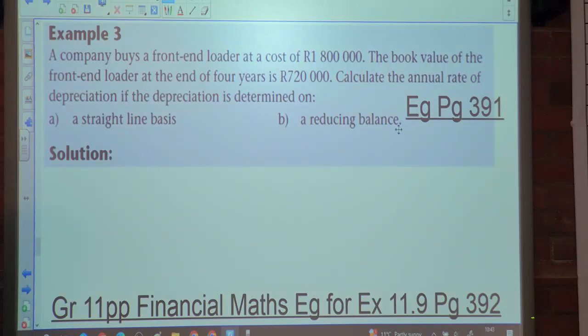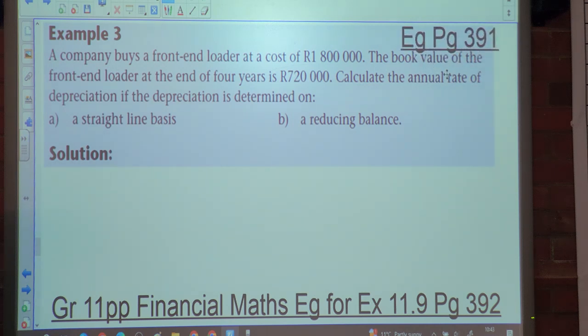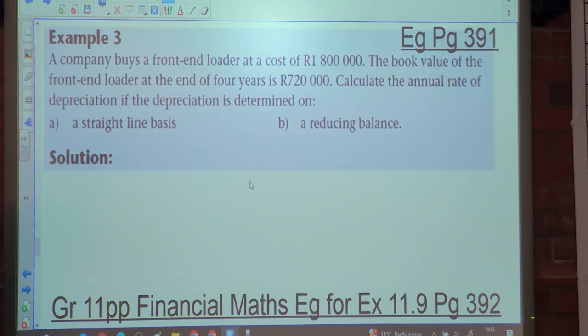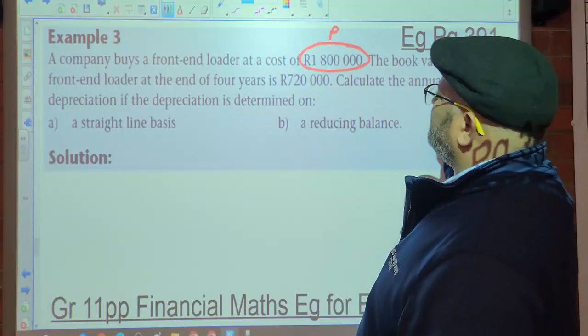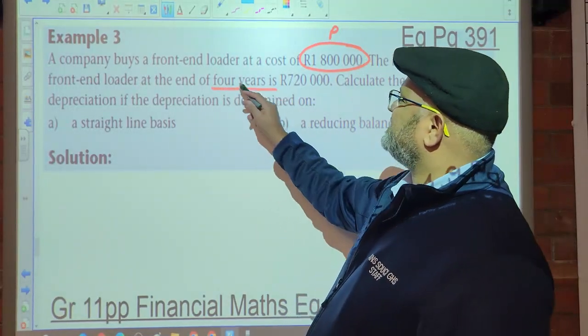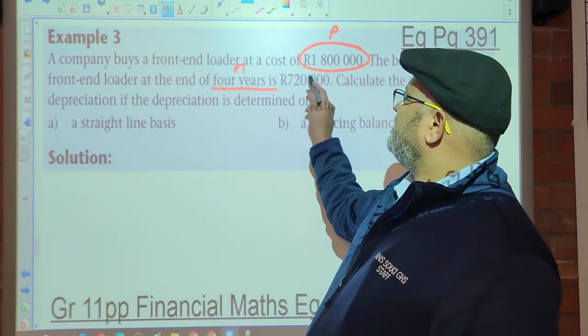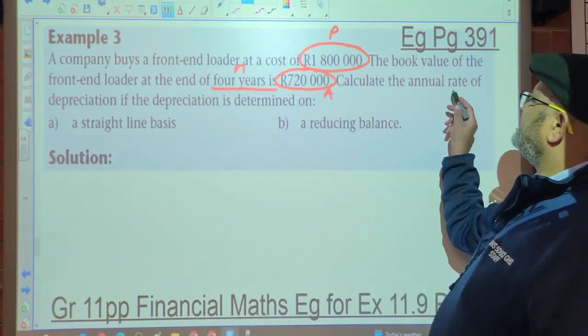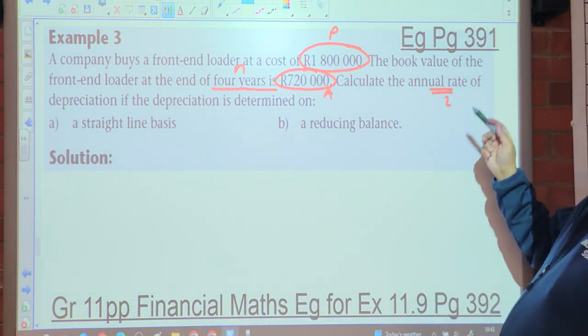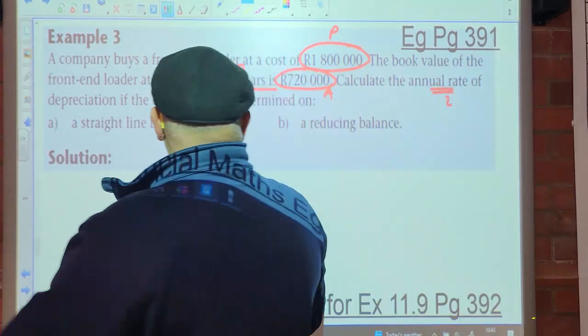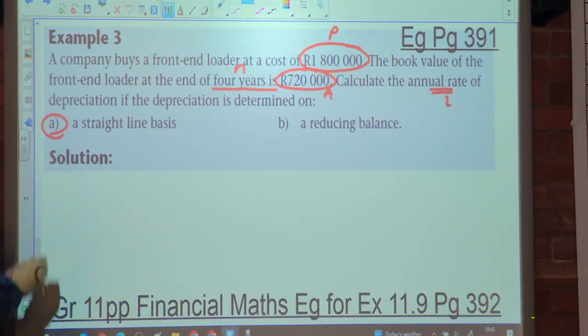A company buys a front end loader at the cost of 1,800,000. The book value of the front end loader at the end of 4 years is 720,000 rand. So people, what value is this? 1.8 million. What is this? P value. The book value at the end of 4 years. What is the 4? N. What value is this? A. Calculate the annual rate. So in other words, I'm going to calculate I or R. Not so. Of depreciation, if the depreciation is determined on a straight line basis.